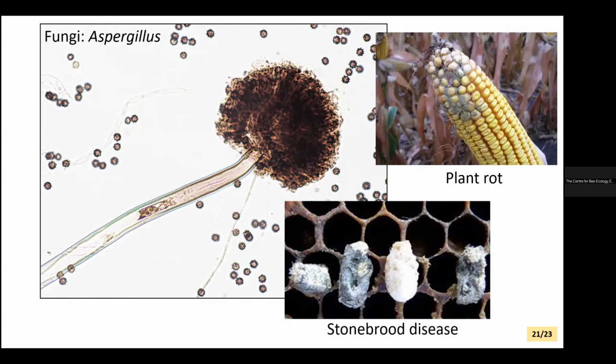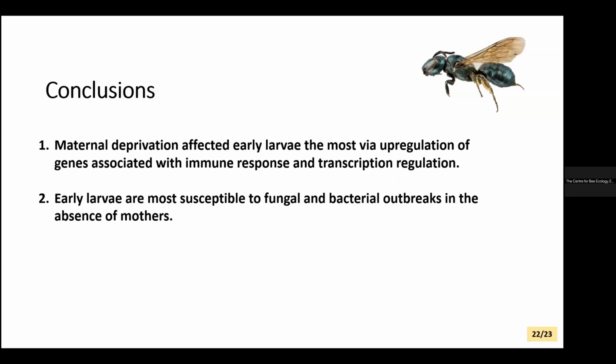And while its effects are not quite known exactly for Serotina calcarata, our findings showed how easily imbalanced the microbiome of stressed individuals can become. And in conclusion, we found in this project that maternal deprivation affected no care early larvae the most due to upregulation of genes involved with gene regulation itself. At the same time, microbiome data showed that environmentally stressed individuals are more susceptible to bacterial and fungal outbreaks during the early larval stage.